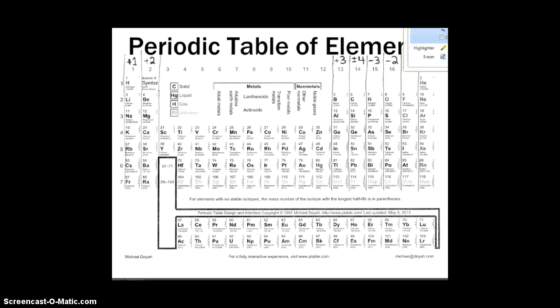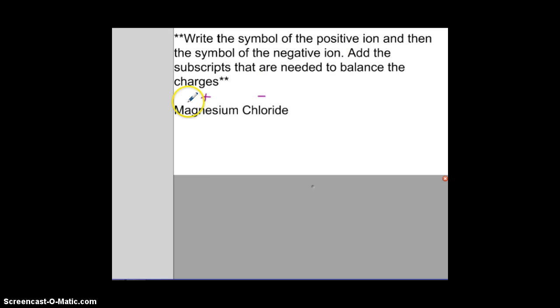So if I were to kind of draw that for you, pretty much the left-hand side here, these are all my positive things. On the right-hand side, these are all my negative things. Okay? So let's go back to our notes. Magnesium is positive, chlorine is negative. So first step, it says write down the symbol.